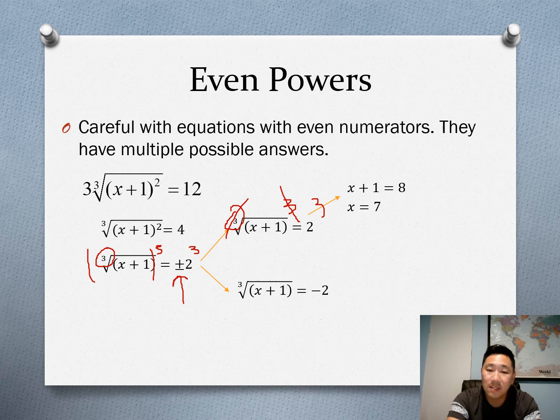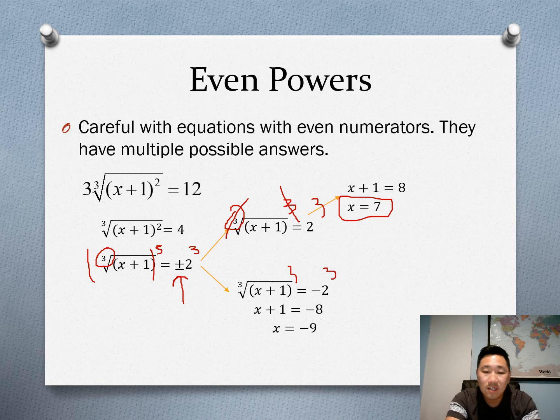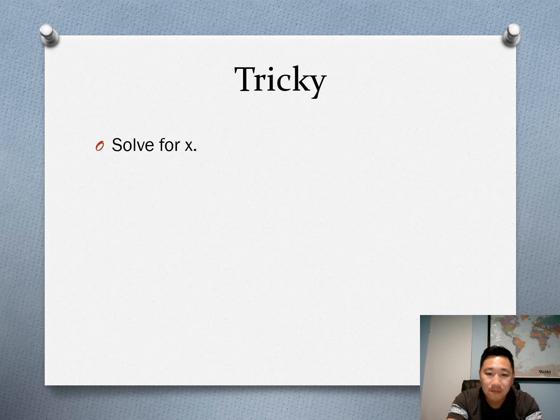Oh, I forgot to make that red. Same thing here. Cube it. You should get x plus 1 is equal to negative 8 now. Subtract 1 from both sides. We get x equals negative 9. All right, kind of tricky. These equations are definitely a lot more difficult than your regular Algebra 1 equations.